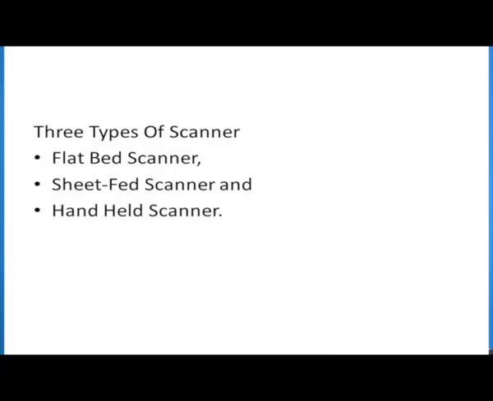Watch the scanner on the screen. A scanner is an input device that reads text or pictures that are printed on paper. It translates the information into a form that a computer can understand. There are 3 types of scanner. They are flatbed scanner, sheet fed scanner and handheld scanner.